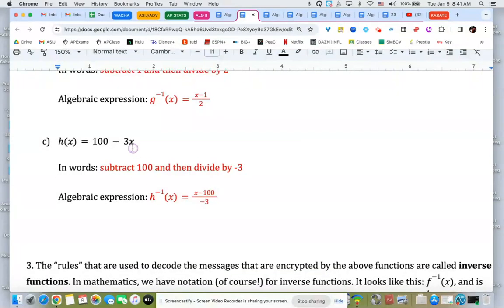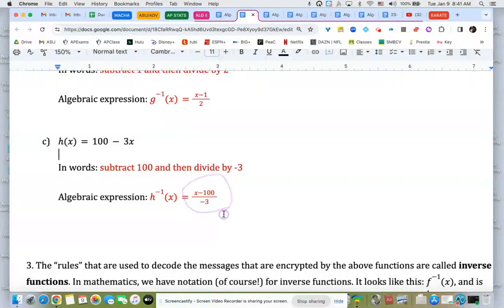Okay, what about this? Well, where's my x? My x is right here, right? That's my input. What am I doing to my input? Well, the first thing I'm doing is multiplying by this 3. It's kind of a negative 3. And then I'm going to add 100 to it. Remember, this is positive 100. It's not minus 100, right? It's minus 3. So I'm going to multiply by negative 3, and then I'm going to add 100 to it. So to go backwards, I have to subtract 100, and then I have to divide by negative 3, right? You're doing it backwards. What does that look like?